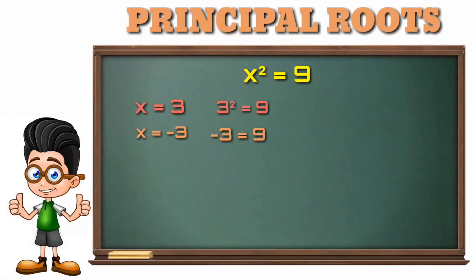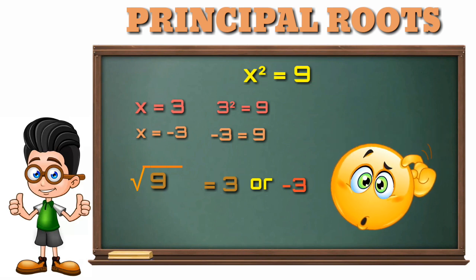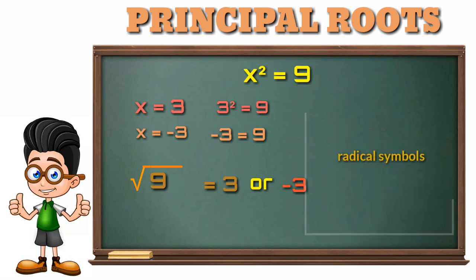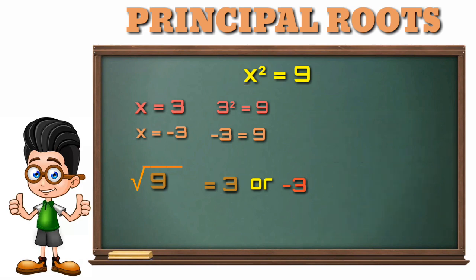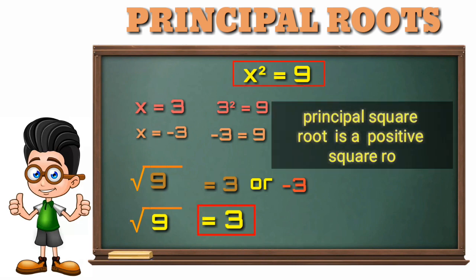But what if, instead of looking at this situation, we are looking for the square root of 9? Is this equal to 3 or equal to negative 3? Remember that the radical symbol refers only to the principal square root of the number inside the radical. So this refers to the principal square root of 9. The principal square root is not the negative square root. So that is positive 3.